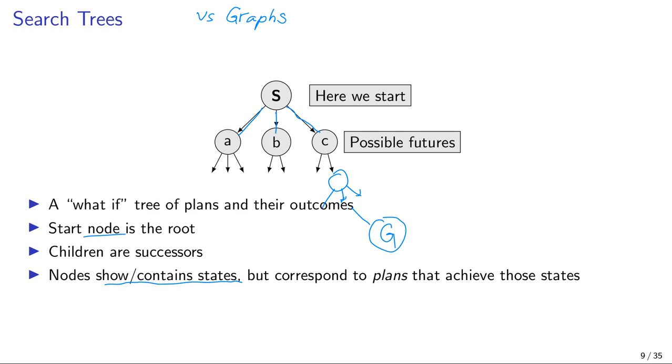Okay, but the question is, can it happen, for instance, that a particular city, so a particular state, will be twice or even more in the search tree? So just a quick survey.